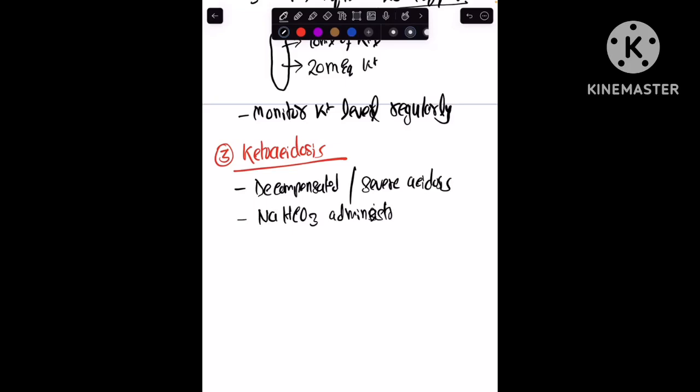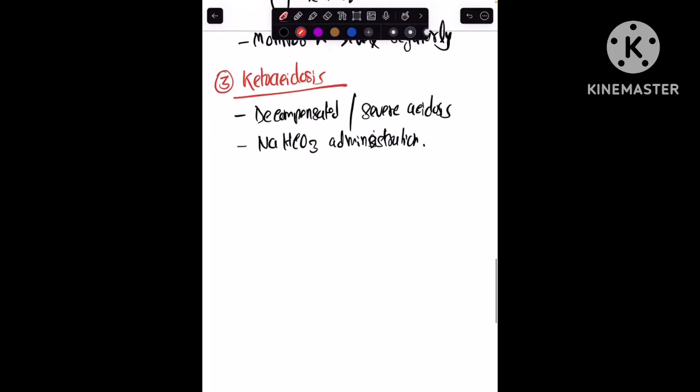You can do something like a sodium bicarbonate administration. Okay. Next, we have to treat the abnormal glucose level. Abnormal glucose. So what is this abnormal glucose? This is actually the hyperglycemia. Now, I have already told you what you need to do for hyperglycemia.